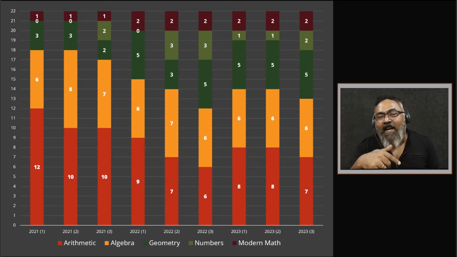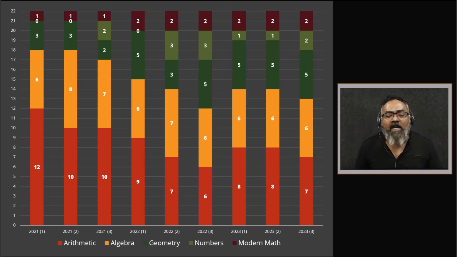It's about how you decide which chapter falls in which area. For example, somebody would say something like functions would be a modern maths chapter. I would probably think that function is more algebra. Somebody might decide coordinate geometry is really algebra, not really geometry. I have put it under geometry. So there could be slight variations here. But more or less, this is the story that we see.